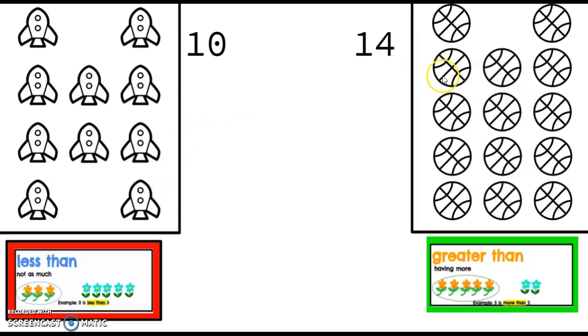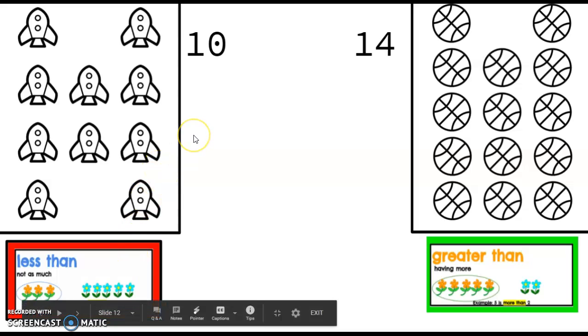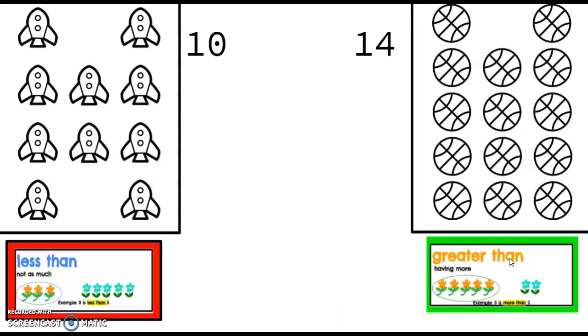Now looking at the set of objects, how will we compare the rocket ships and the basketballs? We're going from left to right. So will we say the rocket ships are less than the basketballs because it's not as much? Or will we say the rocket ships are greater than the basketballs because there are more rocket ships? What do you think? Less than or greater than? What comparative language should we use?